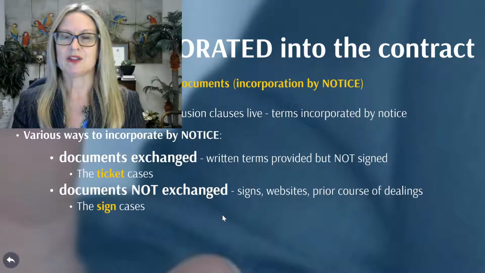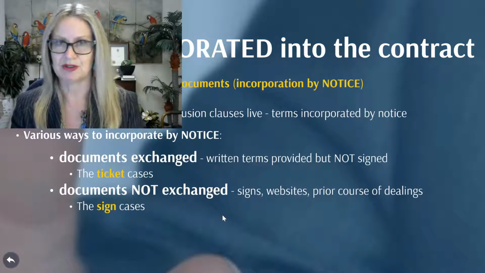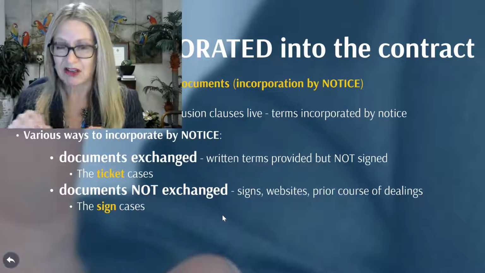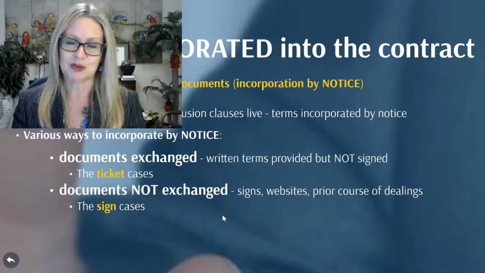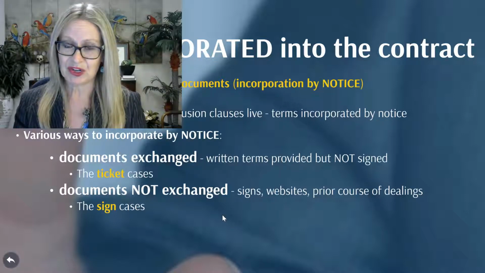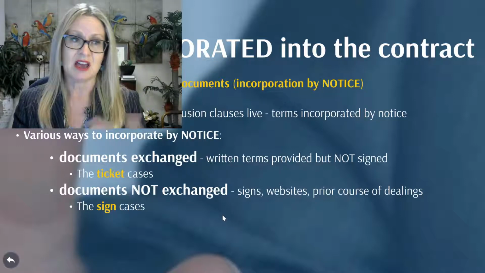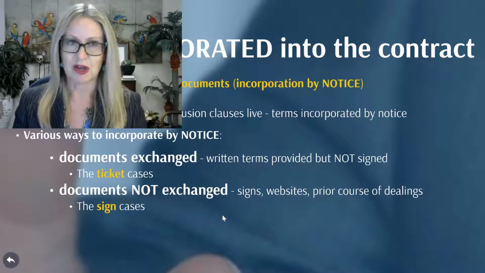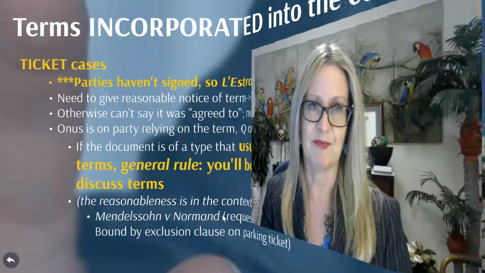There's a couple of ways to incorporate by notice. Firstly, where documents are exchanged. So obviously there's some kind of written terms passed backwards or forwards between the parties. They're not outwardly obviously contractual in the sense of being signed by the parties, but nevertheless there's been some kind of exchange. They're the ticket cases. The other way to incorporate by notice is where documents are not exchanged at all. So you might have terms brought into the contract by way of signs, websites, even a prior course of dealing. And they're generally speaking the signs cases. Okay, so that's the lie of the land, where we're headed in this video.